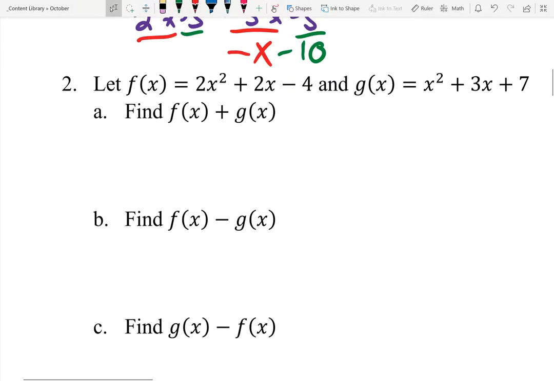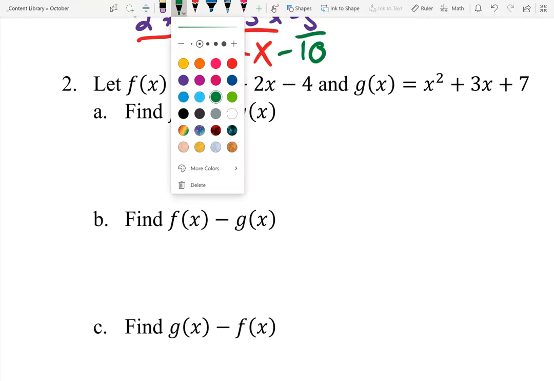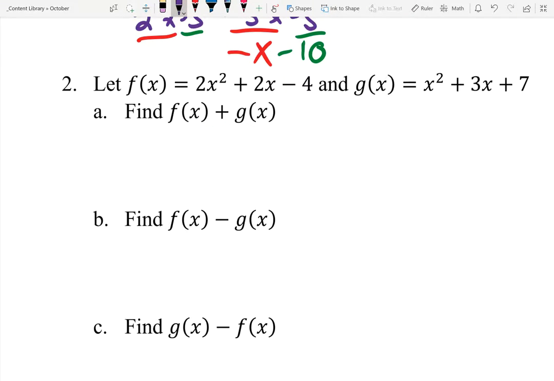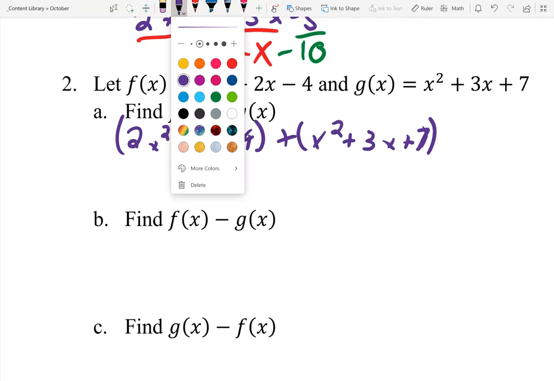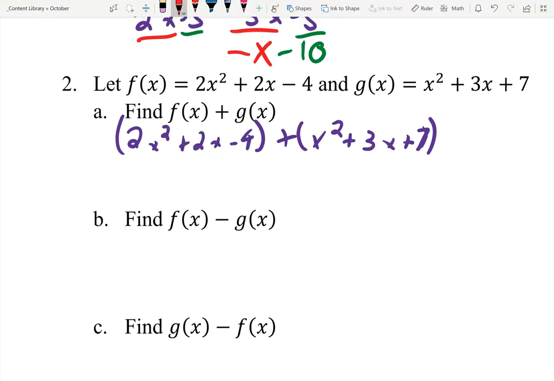Let's look at number 2. So number 2, we have f of x plus g of x. We have f of x, 2x squared plus 2x minus 4. That is f of x, and we're adding g of x, which is x squared plus 3x plus 7. So we're adding, just like the last problem. It looks more complicated because there's more terms, but it's the same idea where you identify which terms are alike, which terms go together, and then combine them.